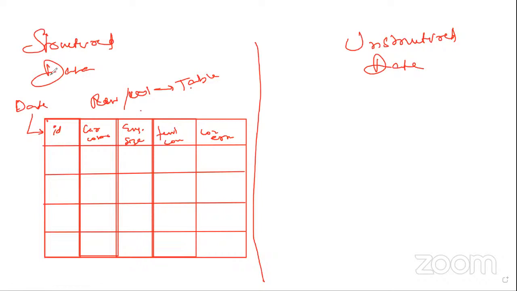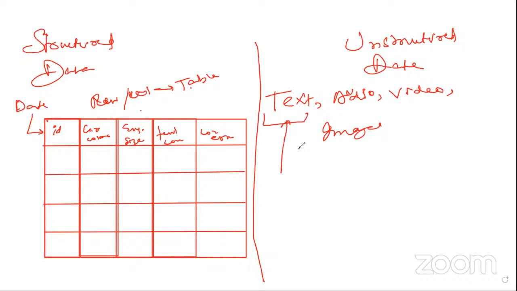But if we have data like this: text, audio, videos, images, then this is known as unstructured data. And right now, NLP works on this particular thing, text data. Text, unstructured data.